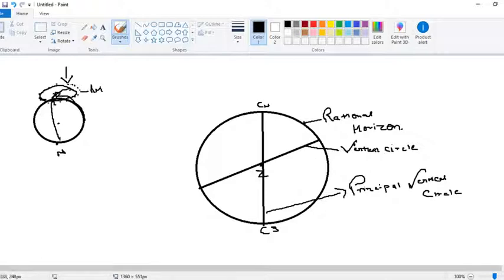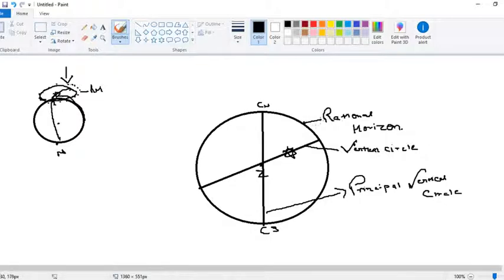Through that body. Suppose your body is here, I'll consider it as a body. Make a star here. This is our celestial body. It can be anything: sun, moon, planet, anything. It can be here, it can be here, but it should be on a vertical circle. It's an arc of a vertical circle through that body contained between the rational horizon and the center of the body.